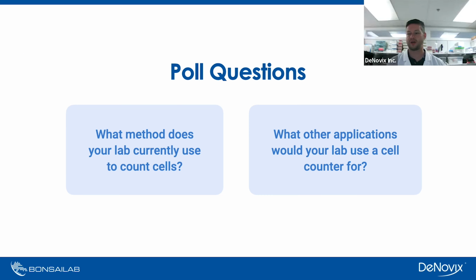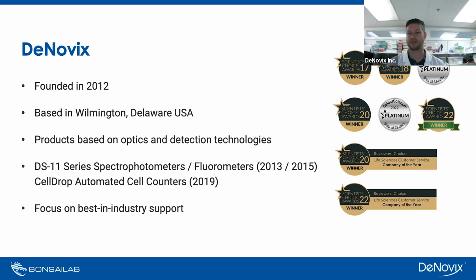So we're going to start with a quick poll here. We want to know, what method does your lab currently use to count cells? And are there any other applications you would use in your lab for a cell counter? So we'll give everybody a minute or two to fill out that poll. And in the meantime, I'm just going to start the brief overview of DeNovix.